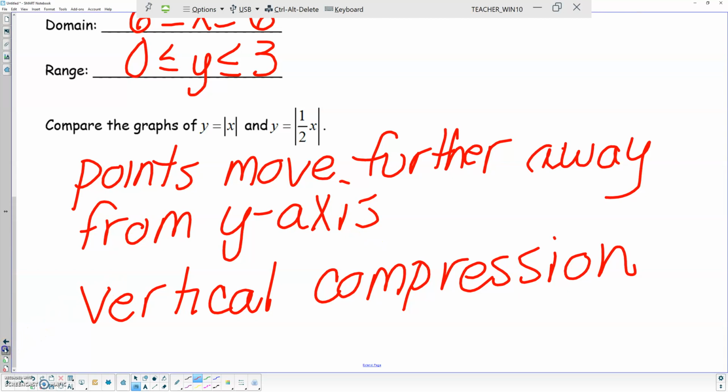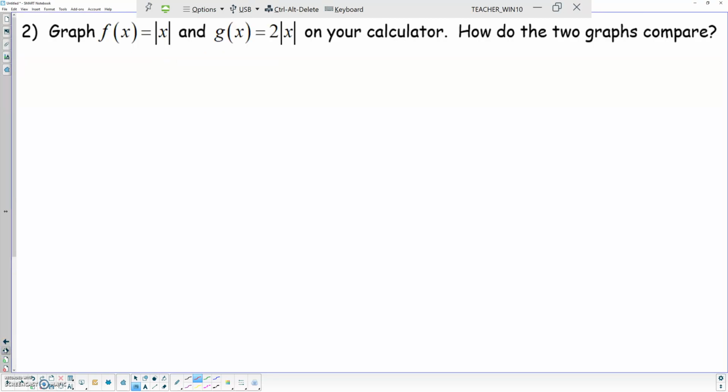All right, let's look at the next one. So the next one, I didn't require you guys to graph it. This was something we can just do on the calculator. So it says graph f of x equals the absolute value of x, and g of x equals 2 times the absolute value of x on your calculator. How do these graphs compare?